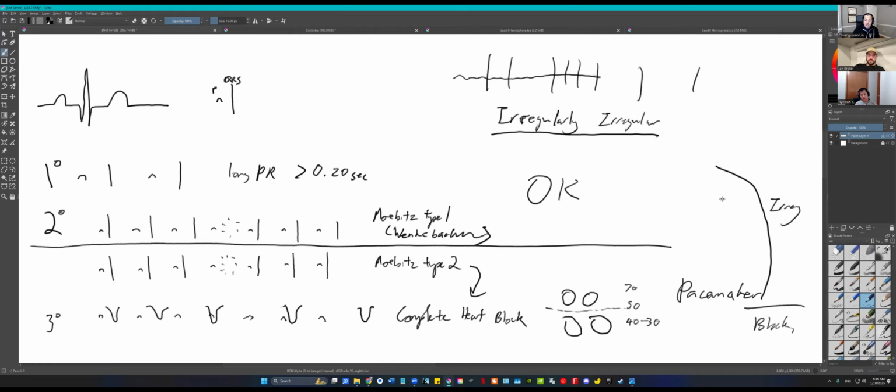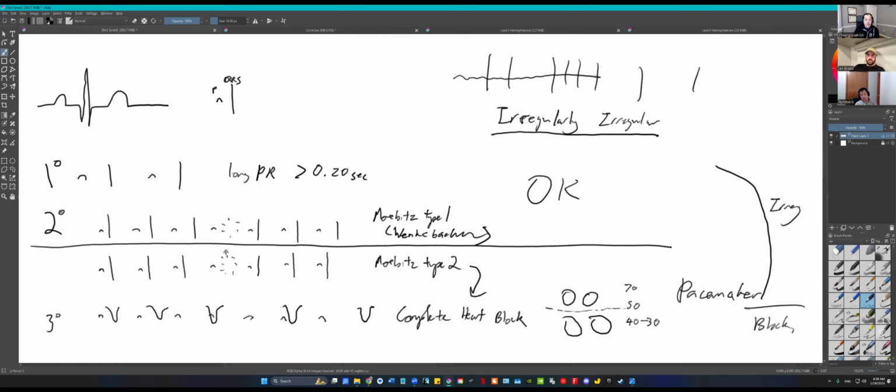PR, Mobitz type 1 and type 2, they're predictable, right? Because you can see the pattern of the PR getting wider and wider and wider, and then this one just kind of disappears. You can predict, or at least you can see the regularity. So this is just simply irregular.